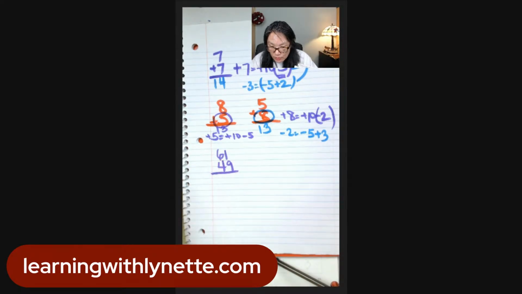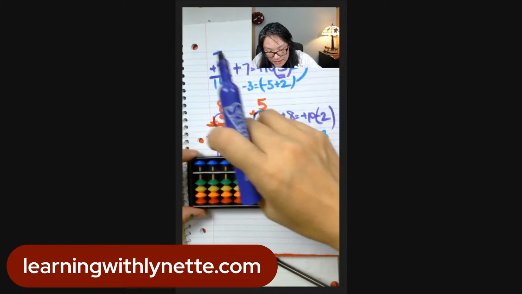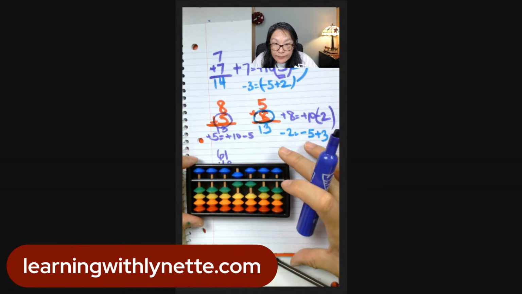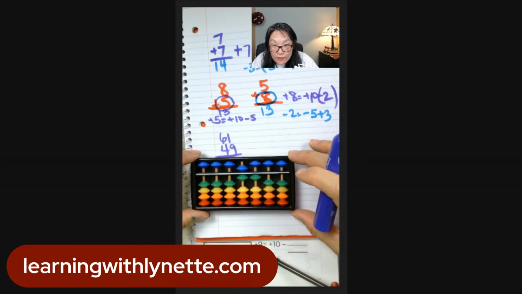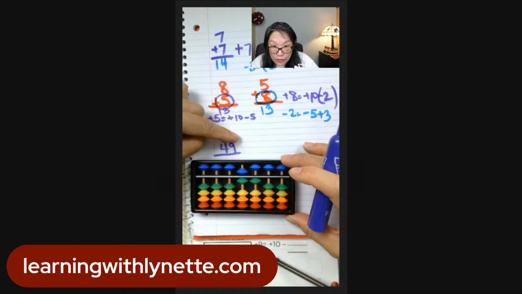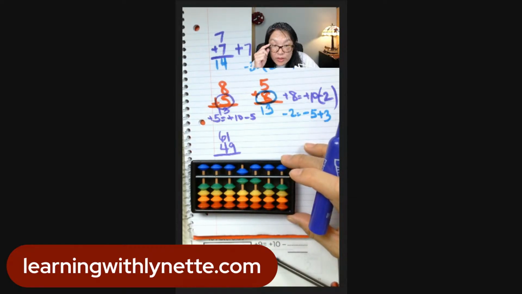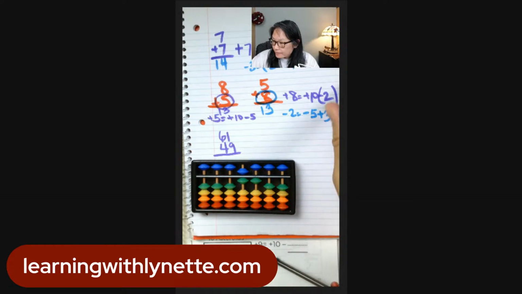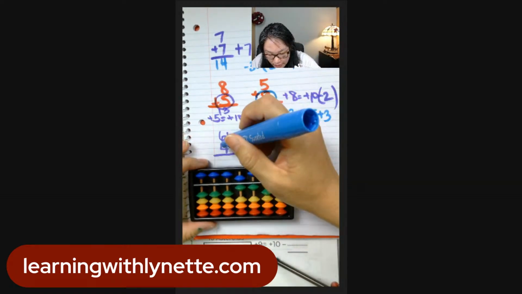So 61 on the abacus. So we do 60, we do 1, right? And then what are we going to do? We're going to add the 4 and the 9. What do you want to do first, the 9 or the 4? Which one are we going to do first? We'll do the 4 first. Okay, let's do the 4.